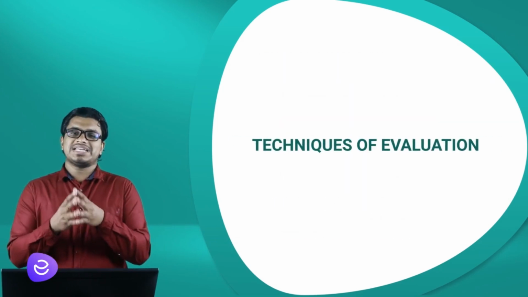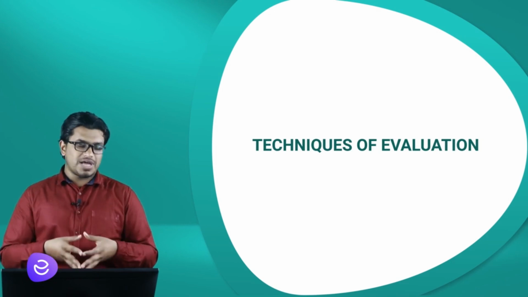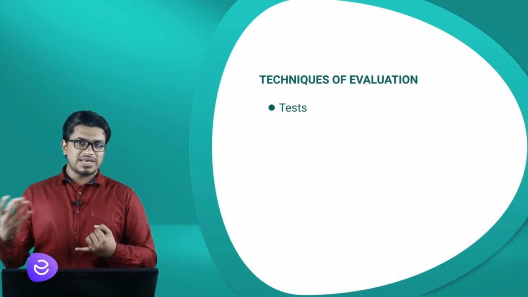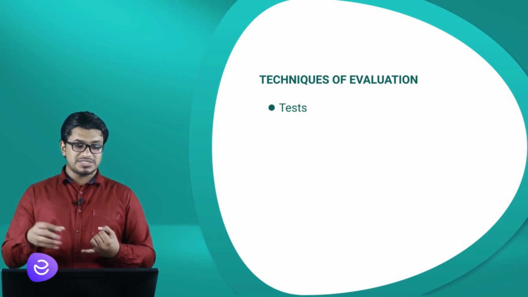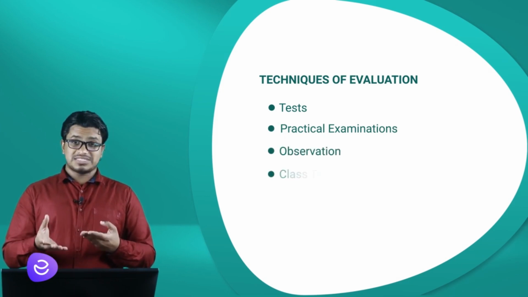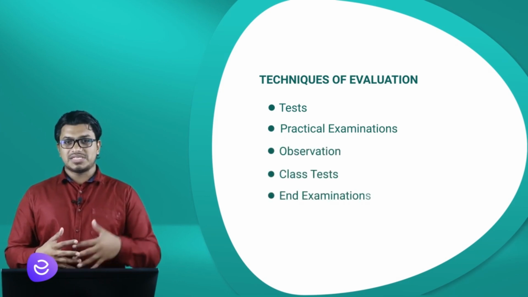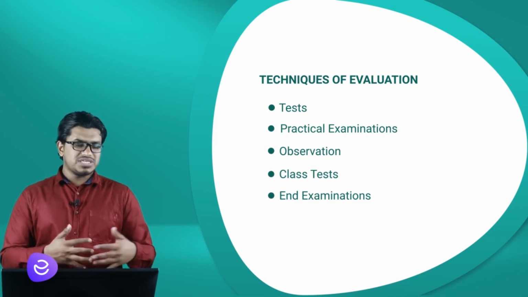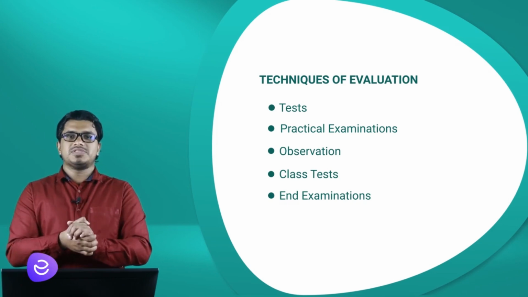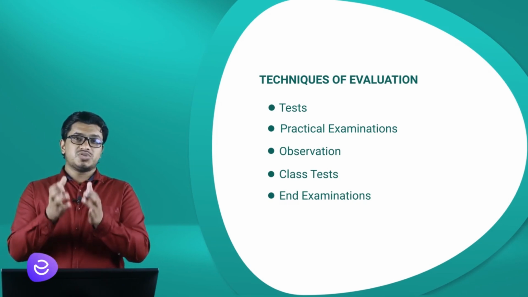Then what are some of the techniques of evaluation? What all can we use to evaluate? Many of these we are very familiar with. The first one is tests, maybe class test, maybe internal examination, something like that. The practical examinations, observation, class test or class quizzes, end examination or the semester final examination. So these are some of the techniques of evaluation and how to analyze the performance of a student, or how to understand if the student has understood everything. So this is what evaluation is. These are some of the elements of evaluation and techniques of evaluation.